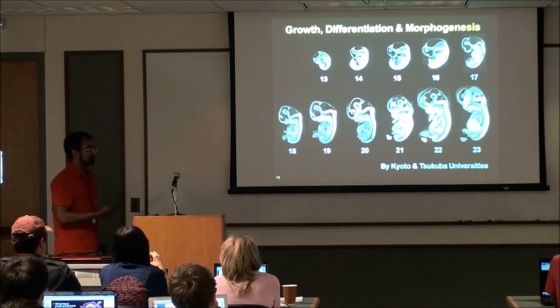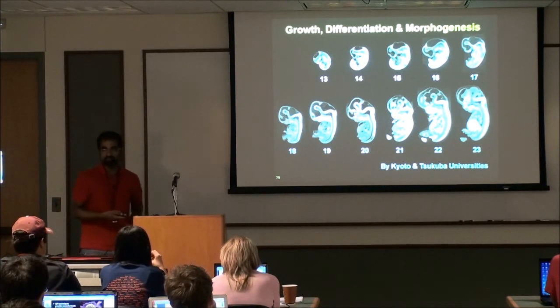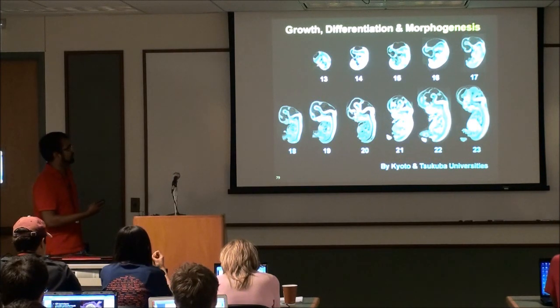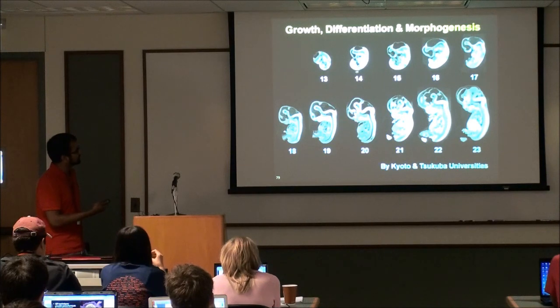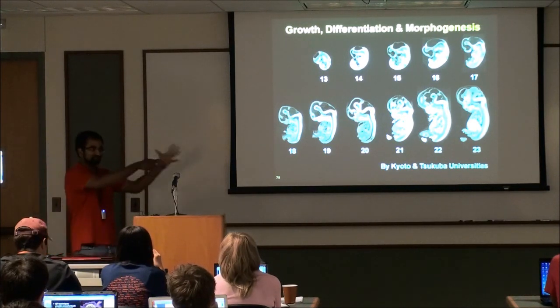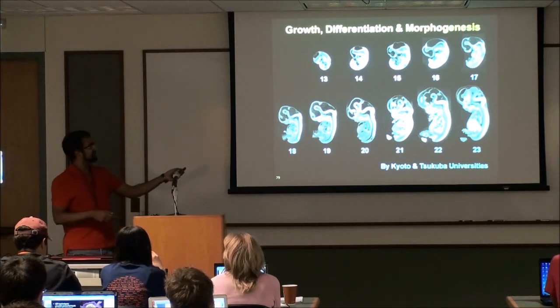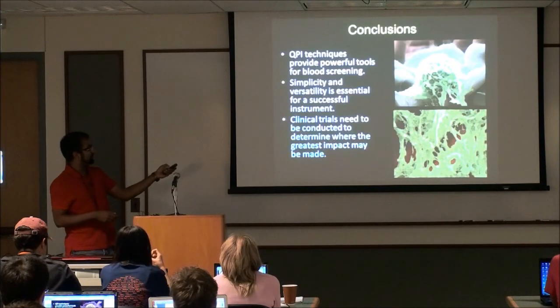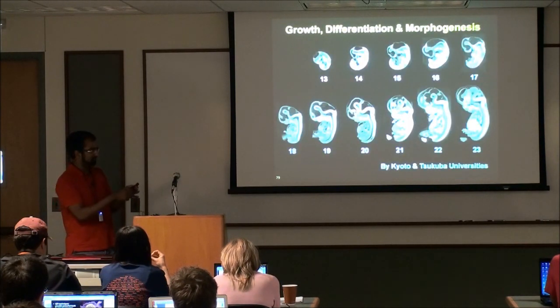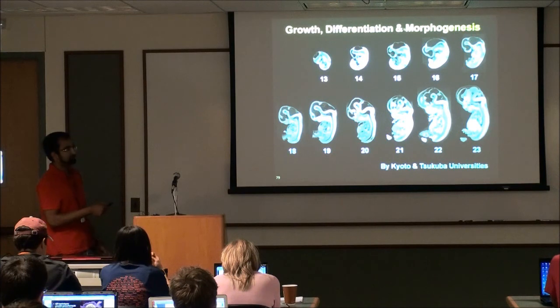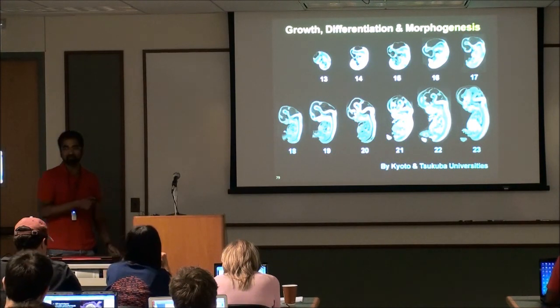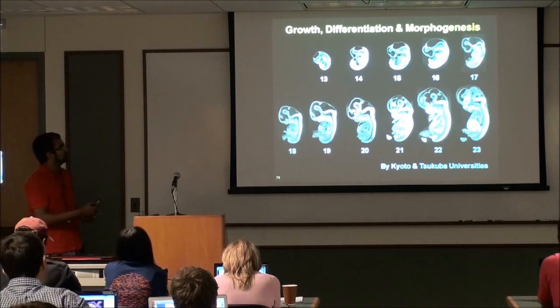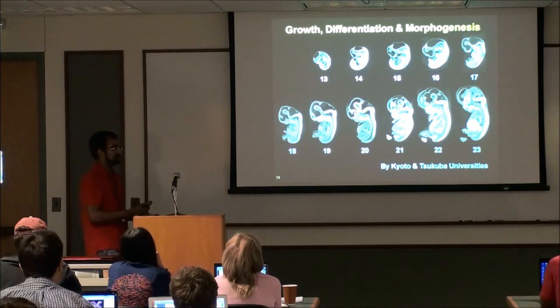So let's think about developmental biology, and what I'm showing here is a picture of an embryo going through development, showing what goes on in the development of an embryo. And there are three main processes that happen in developmental biology: growth, differentiation, and morphogenesis.